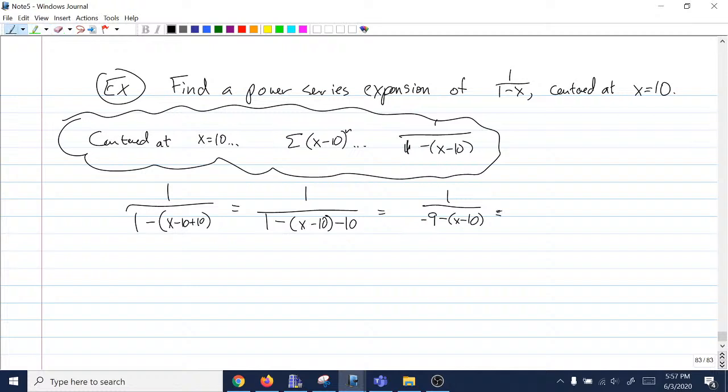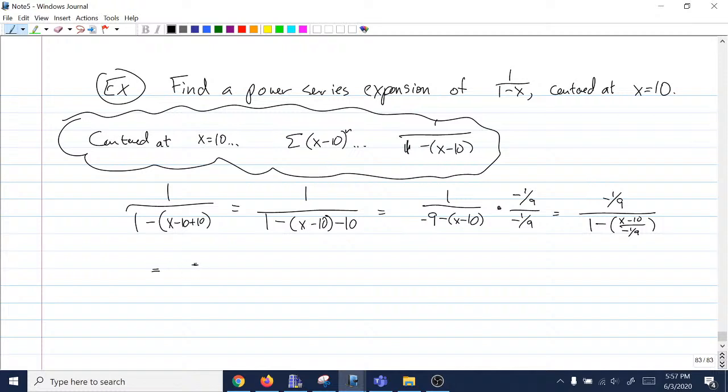Maybe a nice way of doing that is to multiply the top and bottom by negative 1/9. If I multiply the top and bottom by negative 1/9, I get negative 1/9 on top, that's a constant, I can pull it out. On bottom, I get 1 minus, so I put a negative 1/9 in here. It's tempting to get rid of this minus, but I want that minus there. I'm just going to put the negative inside the parentheses: x minus 10 over negative 1/9.